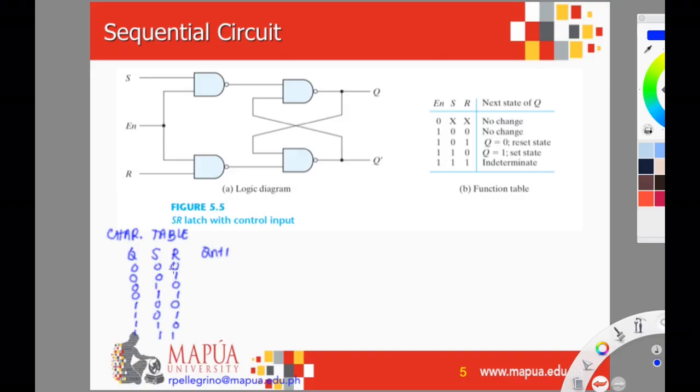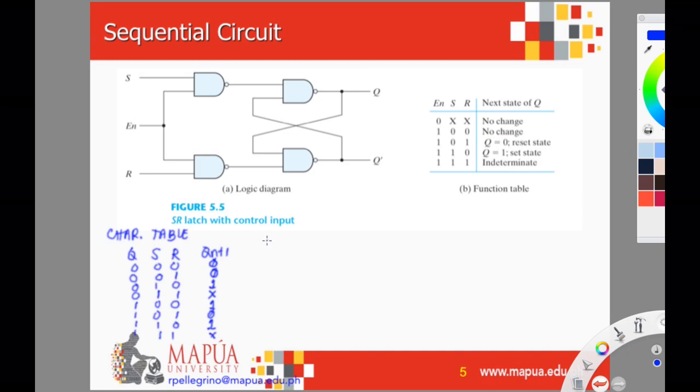So if you have 0, 0, no change, so this will be 0. If you have 0, 1, whatever your current content, it will be reset. So 1, 0, whatever your current content will be set. And if you have 1, 1, that is unknown or indeterminate. So in this case, you have 0, 0, so no change, that will be 1. So 0, 1 will be reset, 1, 0 will set, and 1, 1 will be indeterminate.